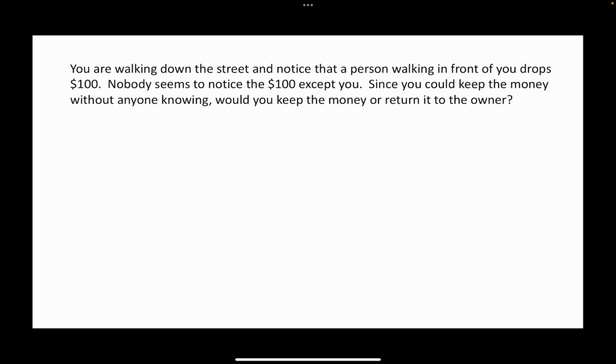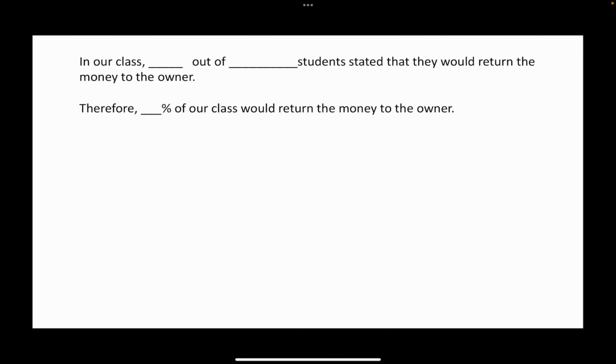And usually in a class of about 30 people, 28 of them would say that they would give the money back. That's usually about the number. So I'm going to pretend we have 30 people in class, and that 28 out of 30 people would return the money to the owner. Therefore, 93.3% of our class would return the money to the owner. That's usually pretty representative of what I get.